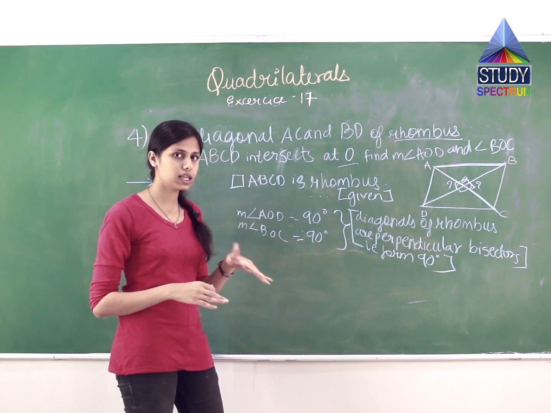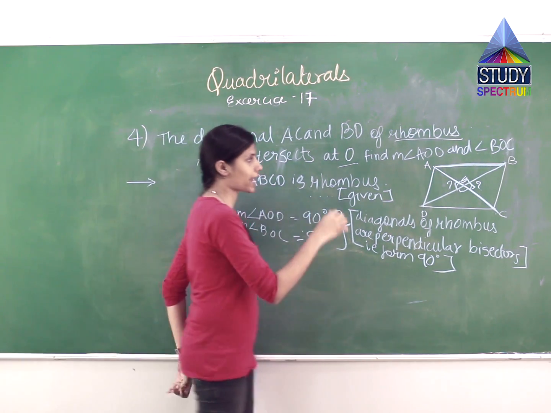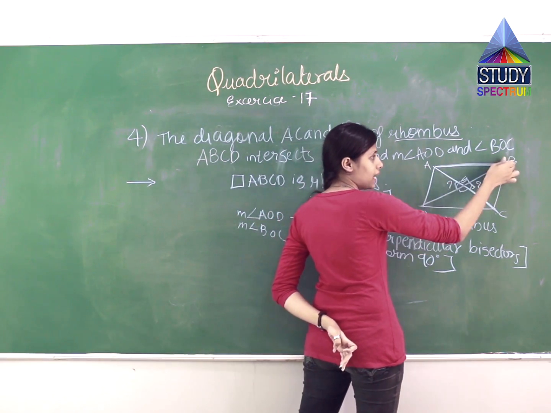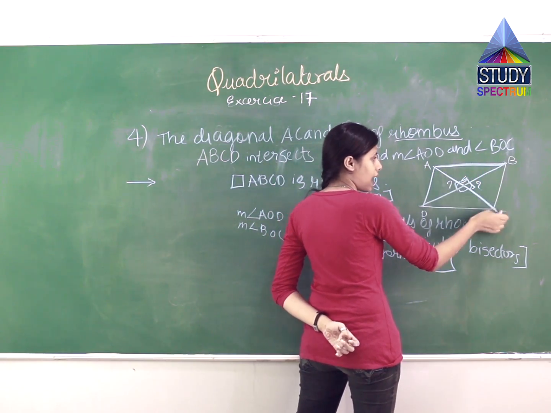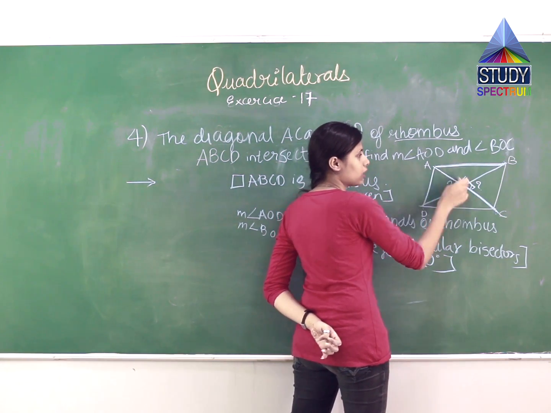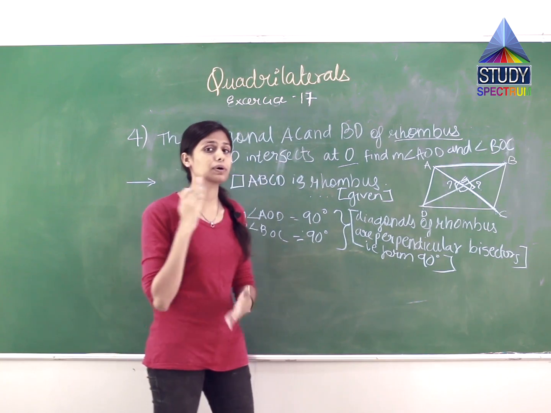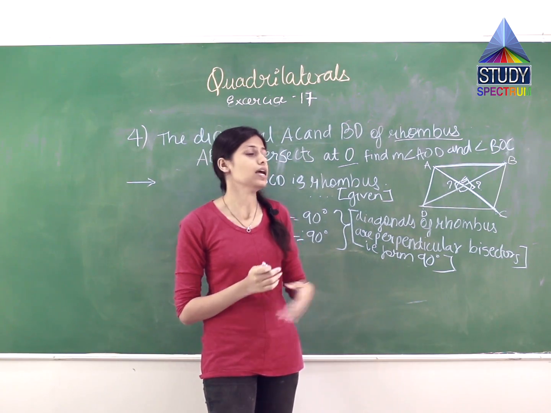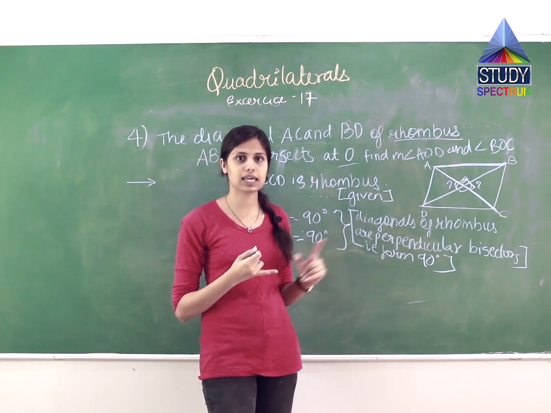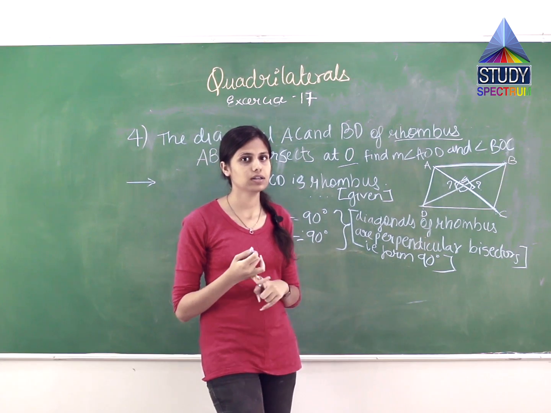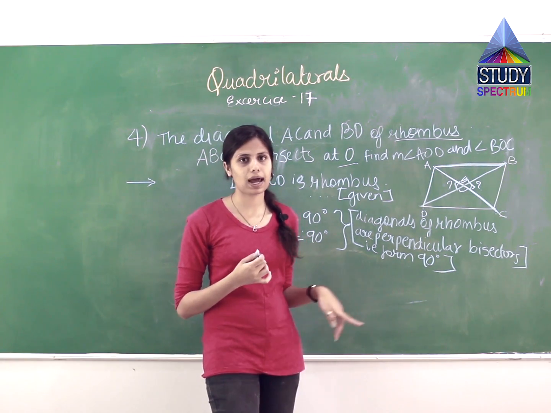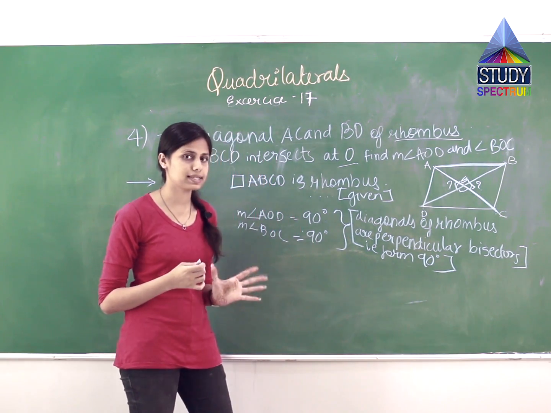If they ask you to tell the measure of all the angles, then angle AOB, angle BOC, angle COD and angle DOA, all the four angles will be 90 degrees because they are the perpendicular bisectors of each other. This is the same case with a rectangle, with a square and also a parallelogram. All are the perpendicular bisectors of each other.